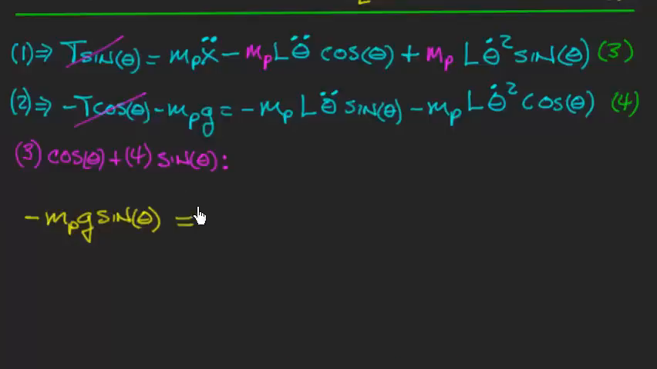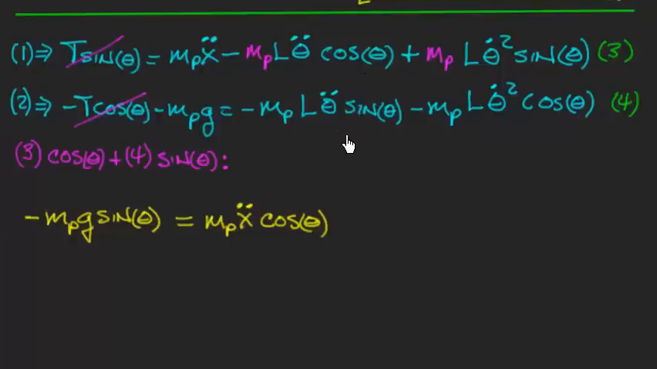Okay, so what do I have on the right-hand side? So on the right-hand side, I have an mpx double dot, right? So mpx double dot, and since that's in equation number 3, that gets multiplied by a cosine. And there's no other x double dot, so that's going to survive there. And then the next thing I have is a minus mpl theta double dot cosine theta. And I'm multiplying that by a cosine theta. So this is going to be mpl theta double dot cosine squared theta, right?